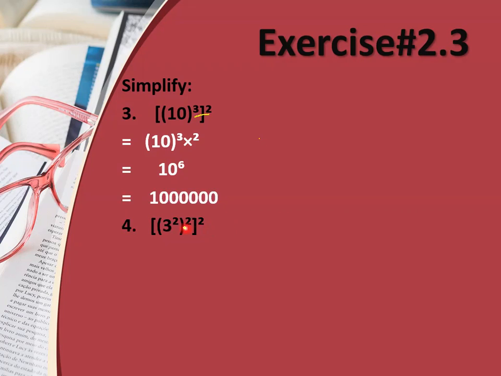Now, next is again the base, that is 3, power of the power, power of the power. So what you will do is simply multiply their powers. How will you multiply it? First, you will multiply these two powers. So 2 multiplied by 2 will become 4. Now you will multiply this power with this one. So what will it become? 4 multiplied by 2 is 8.